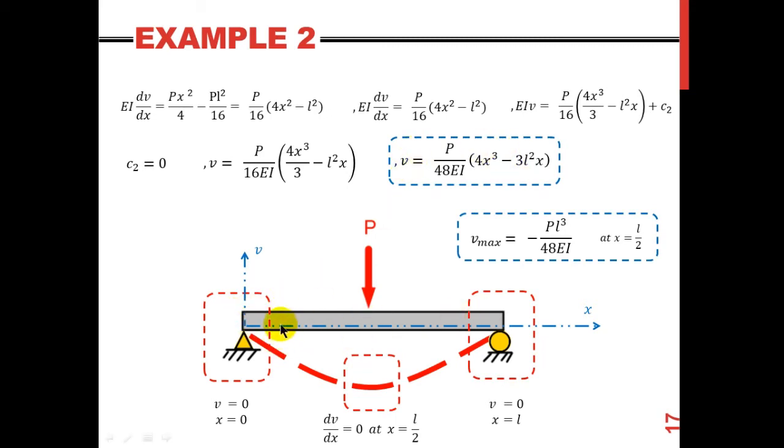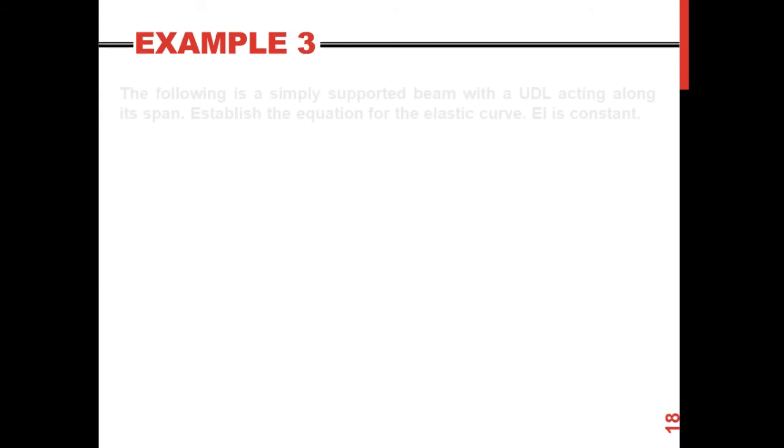So at this distance, or at this point, or at this point, but the maximum one is obviously at the distance of L over 2. And of course the negative sign here is just an indication that it is downwards, so we give it a negative sign, right?